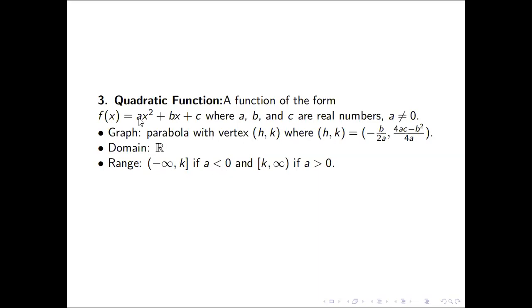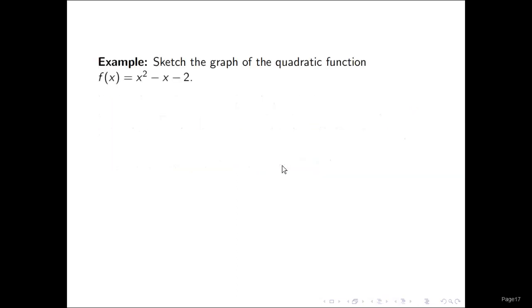Similarly, if a is positive, it will open upwards. So k will be the lowest point, at (h, k). So the lowest value of y is the y-coordinate of the vertex, which is k. So it will range from k to positive infinity. Let's illustrate that.